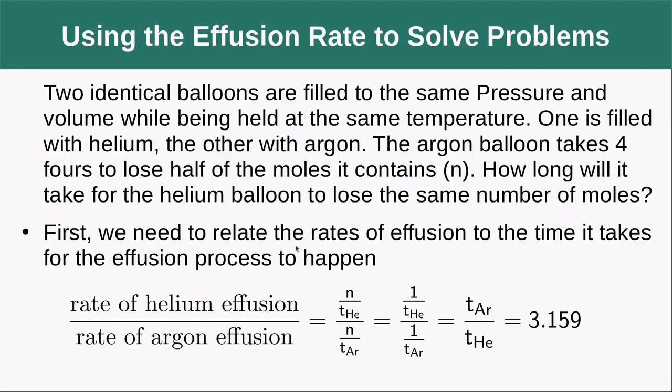The first thing we need to do is to relate the rates of effusion to the time it takes for the effusion process to happen. So the rate of helium effusion is going to be the number of moles that travel divided by the time that it took, and the same for argon. In our problem, we said it was going to be the same number of moles. How long does it take for the same number of moles to come out? So these two n's are the same. We can cancel those and we get this relationship here. If we clear those complex fractions, we get the time of argon divided by the time of helium is equal to 3.159.